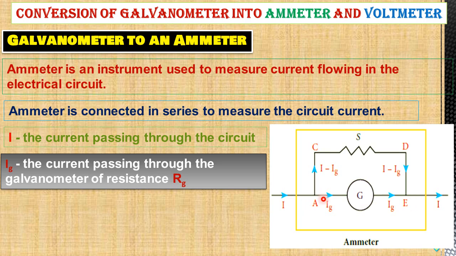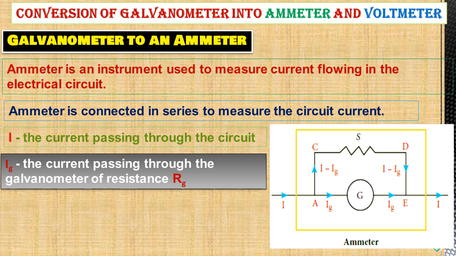First we divide this into two circuits. One is AGE, another one is ACDE. The remaining current, I minus Ig, passes through ACDE, through the shunt resistance. The value of the shunt resistance is so adjusted that the current Ig produces full scale deflection in the galvanometer. The only thing we need is for the galvanometer to show a deflection while we pass some current through this circuit.